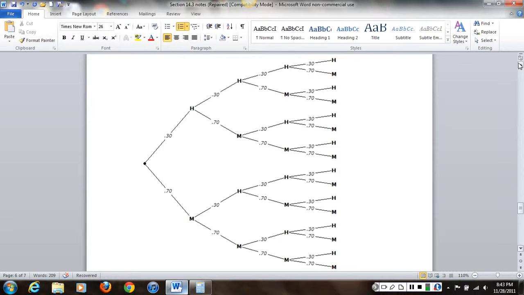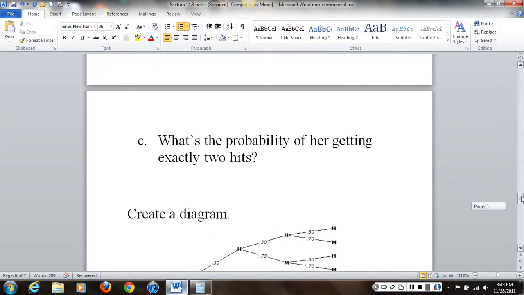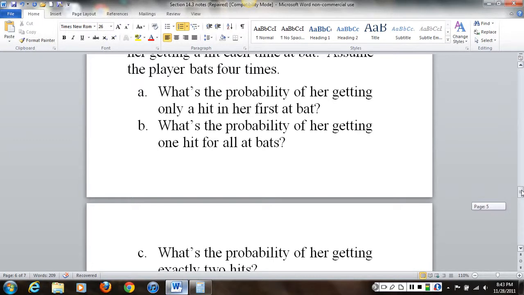So now my H represents getting a hit, and of course my M represents getting a miss, or not a hit. Obviously if there's a 30% chance she gets a hit, then there's a 70% chance that she doesn't get a hit. Each one of these represents an at-bat. So I have 1, 2, 3, 4 tiers. So the first question is, what's the probability of her getting only a hit at her first at-bat?